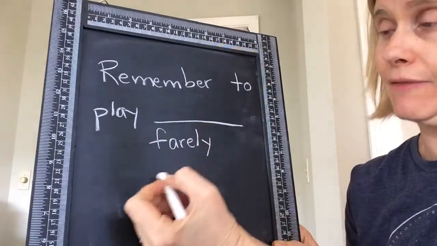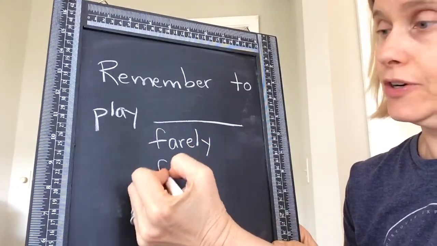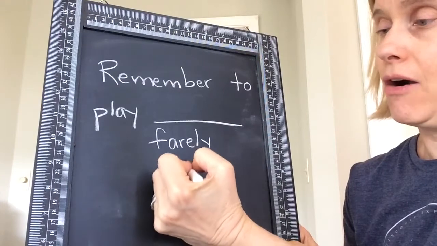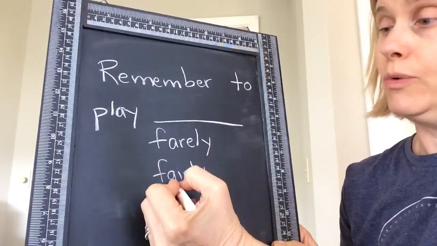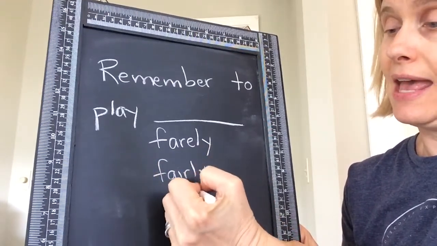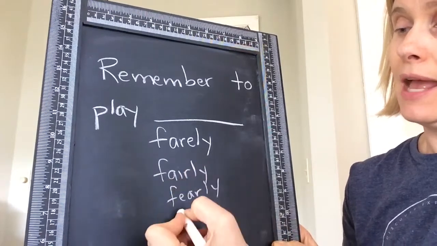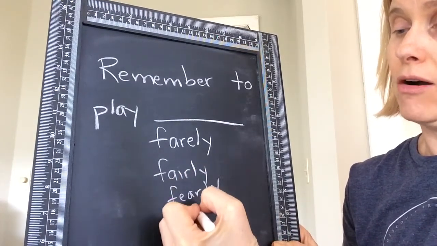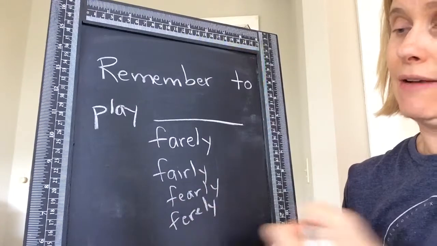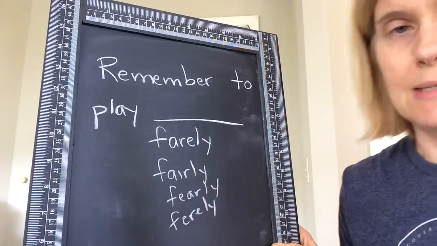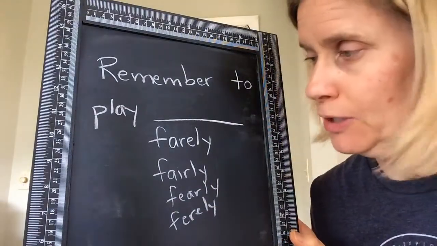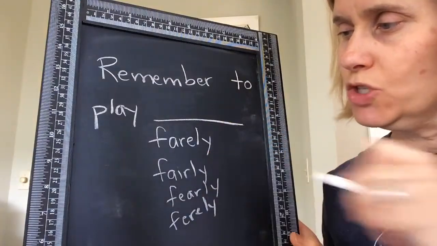A-R-E. We've learned that version. We've learned F-A-I-R-L-Y. We've learned F-E-A-R-L-Y. And then we also learned F-E-R-E-L-Y. We learned that version too. So which one do you think it is? Look at them. So you're going to be looking to see which one you think looks right.